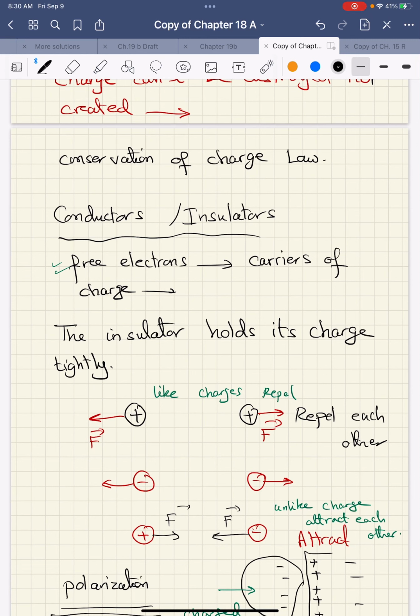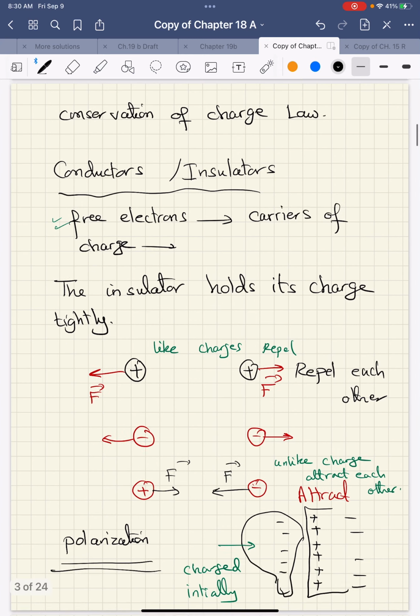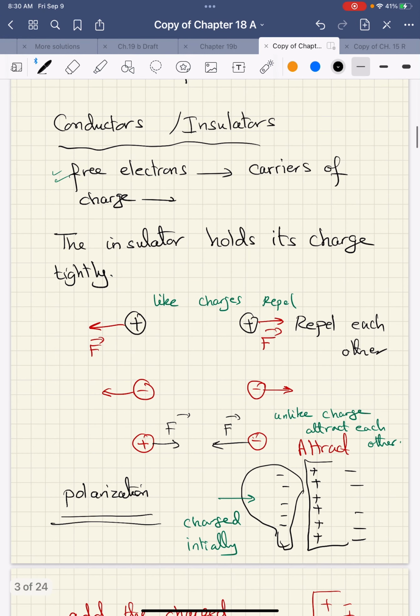Another rule that is really important is that like charges repel each other, and therefore the forces push them away from each other. These are positives together, these are negatives together. When they are unlike, they attract each other.